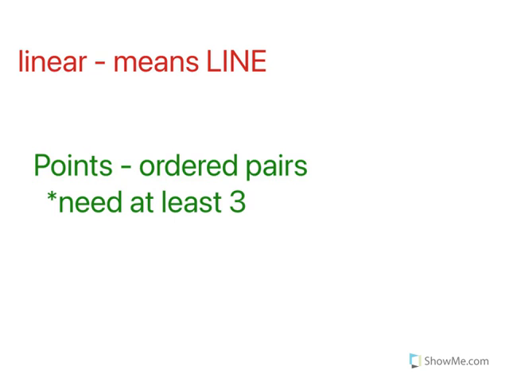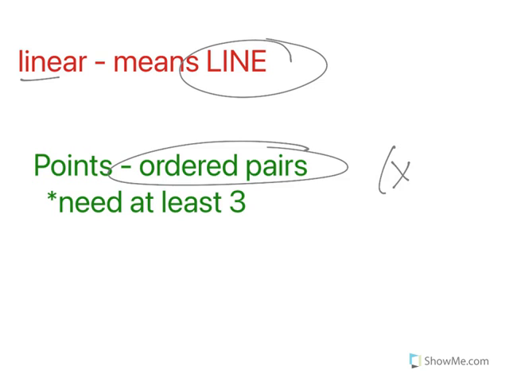First, we're graphing linear equations. Linear means line. So when you plot these points, if they don't make a straight line, you've made a mistake. And when we talk about points, these are the ordered pairs, right? X and Y. We need at least 3. The reason is any 2 points you draw can be a straight line.